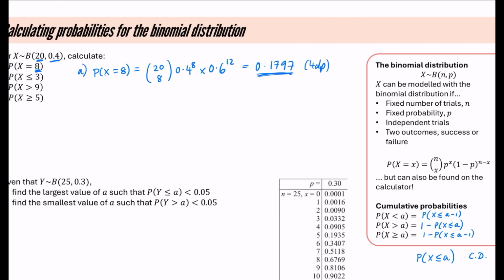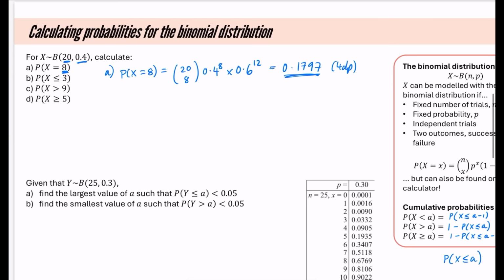Now, if you did just do it on your calculator, you would come up with the exact same thing. You would put in your x value is 8, number of trials is 20, and the probability as 0.4. And I'm just confirming I've done it right. Yep, you do get the same thing for that.